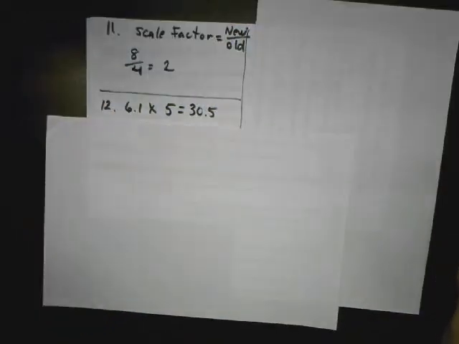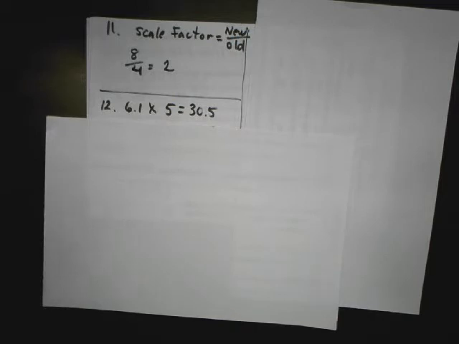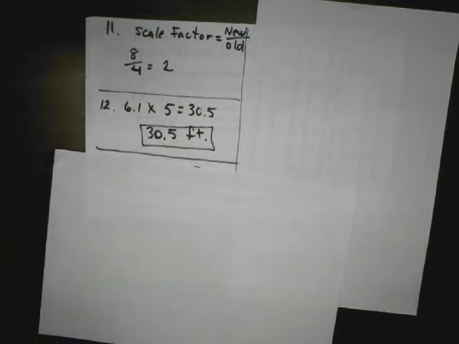12. We have a scale drawing. The house is 6.1 inches tall, and then there's a scale factor of 1 inch to 5 feet. So it's already 1 inch to every 5 feet. For 6.1 inches, just multiply 6.1 times 5. 13. A circle has a diameter of 10 feet.